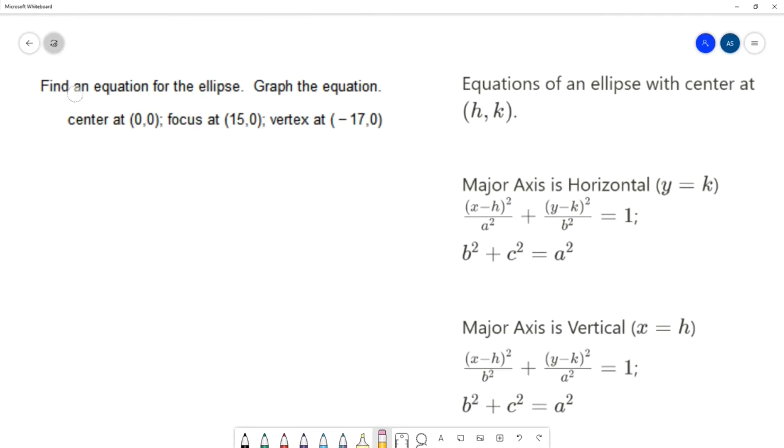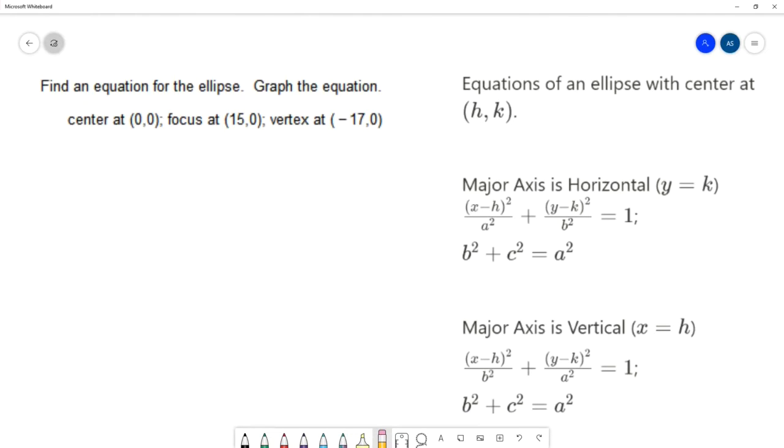For this example, we want to find the equation of the ellipse, and we want to graph that equation using some facts about the ellipse. We have a center at 0, 0, a focus at 15, 0, and a vertex at -17, 0. So what I like to do first is to try to figure out whether my ellipse has a horizontal major axis or a vertical major axis. This is the orientation of the ellipse.